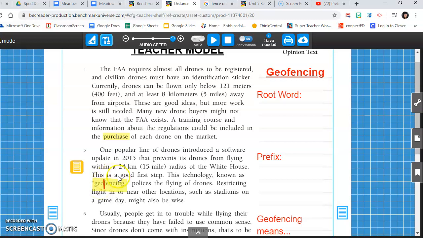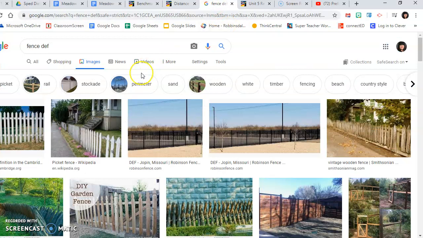All right, now if geo is a prefix, meaning earth, and it was added on to the word fencing. Let me think of what fencing could be. Well, I know there's a sport called fencing, but I don't think that's what we're talking about here. I also know that houses have fences, schools might have fences. It's like a barrier. I have pictures pulled up right here.